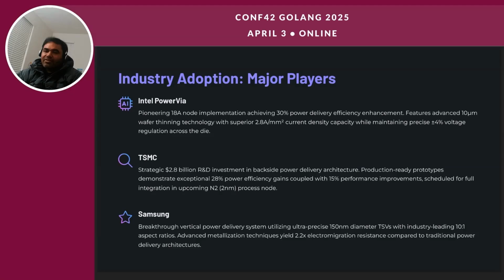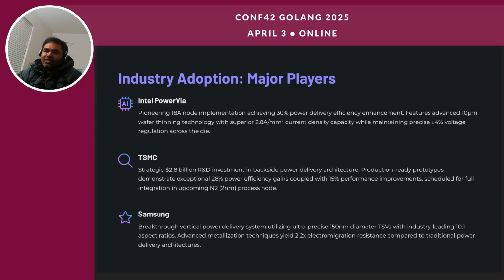Intel PowerVia. Currently, Intel has adopted the 18A node. 18A means 1.8 nanometer. This is Intel's latest technology. TSMC has not yet come out with it, but Intel is working on this 1.8 nanometer, so it was first adopted in Intel's latest technologies. It's achieving a 30% power delivery efficiency, and the current density is 2.8 amps per millimeter square, while maintaining plus or minus 4% voltage regulation across the die.